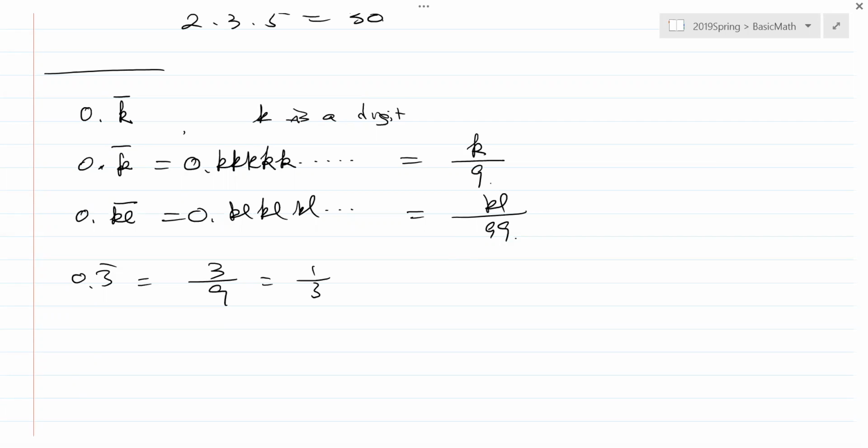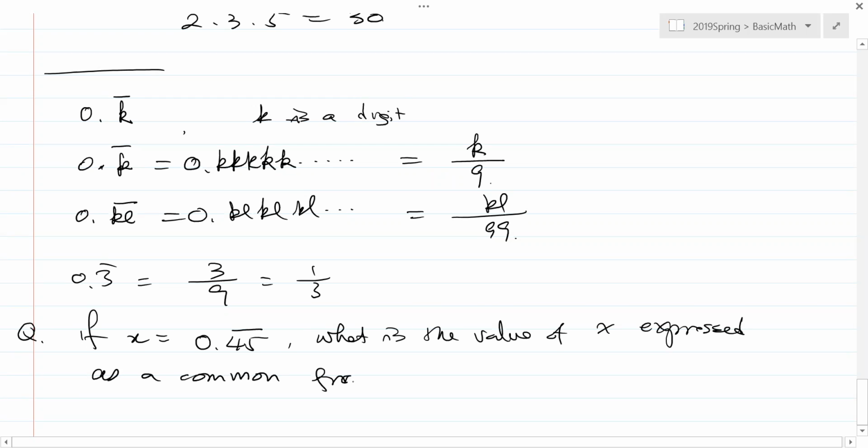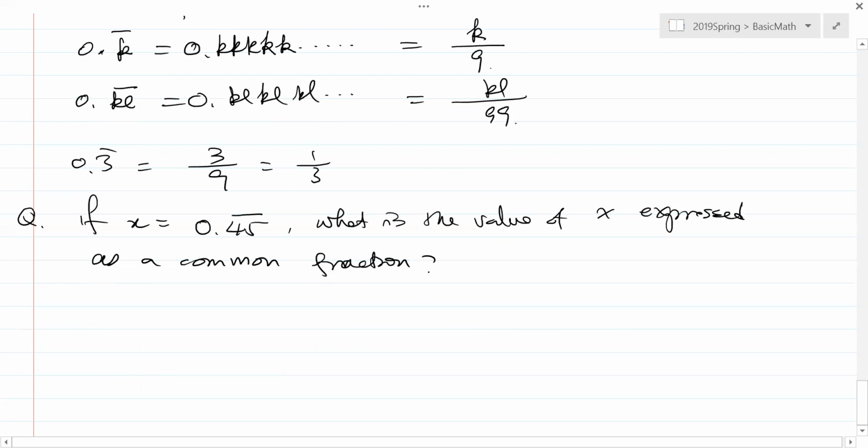So now we can. All right, let's see. All right, so here's a question. If x equals 0.4 repeating, what is the value of x expressed as a common fraction? Okay, please do this. Try to simplify, okay?